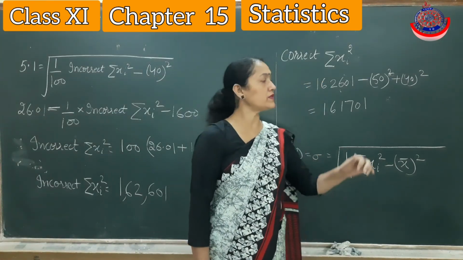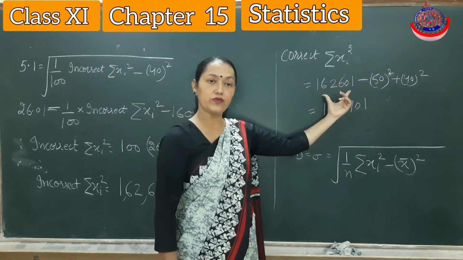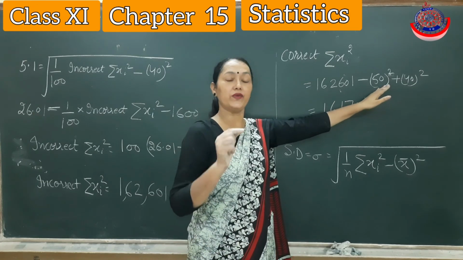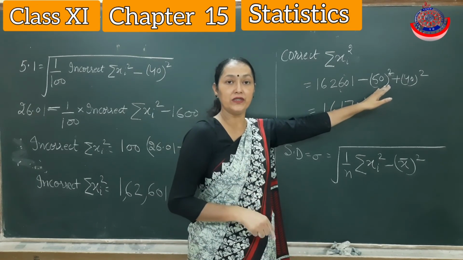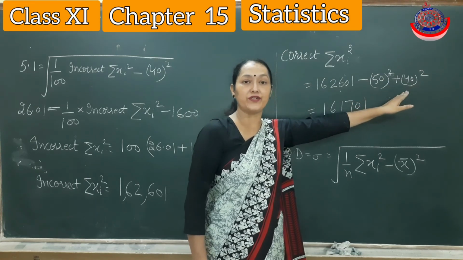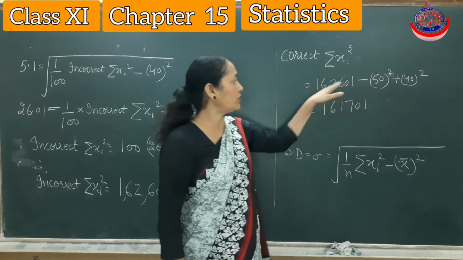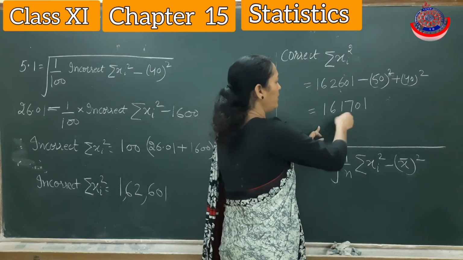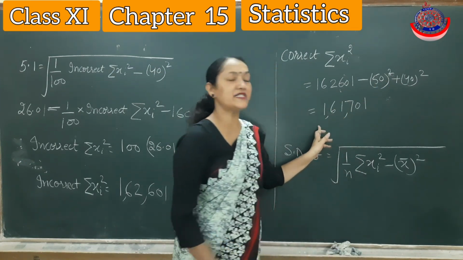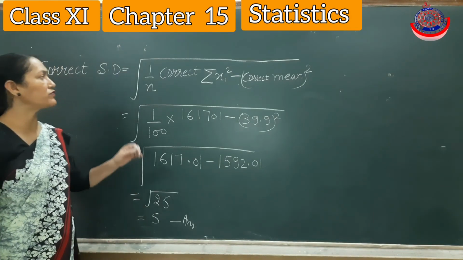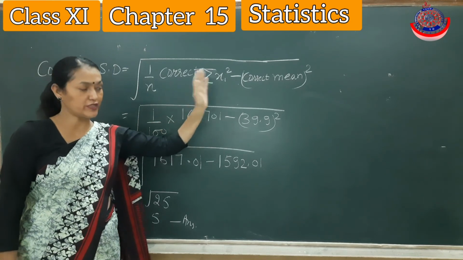Now for calculating the correct value of xi square from this incorrect sum of squares of observations, we are subtracting the square of the incorrect observation and adding the square of the correct observation. So after all these calculations, I have obtained the value as 1,61,701.